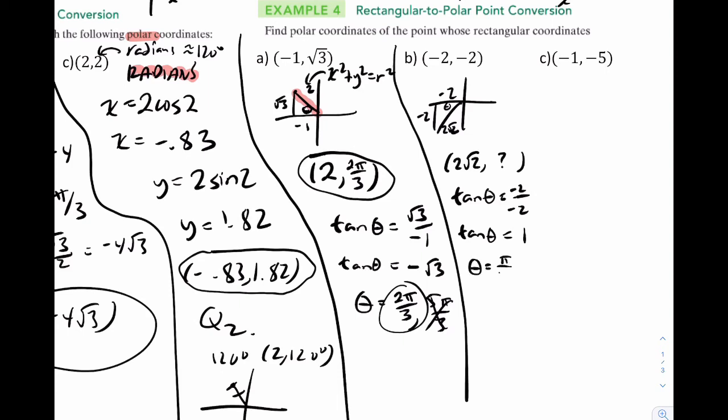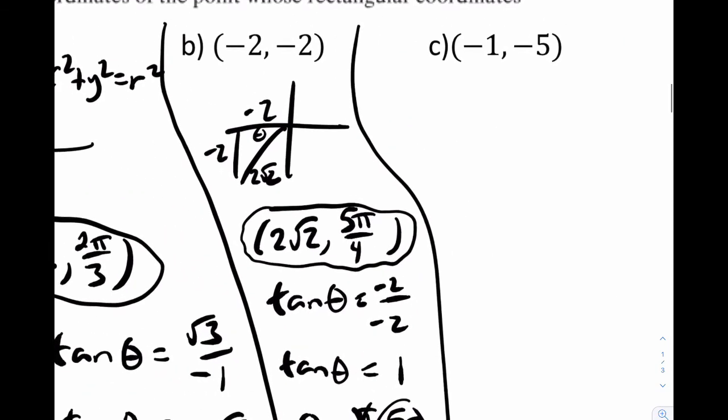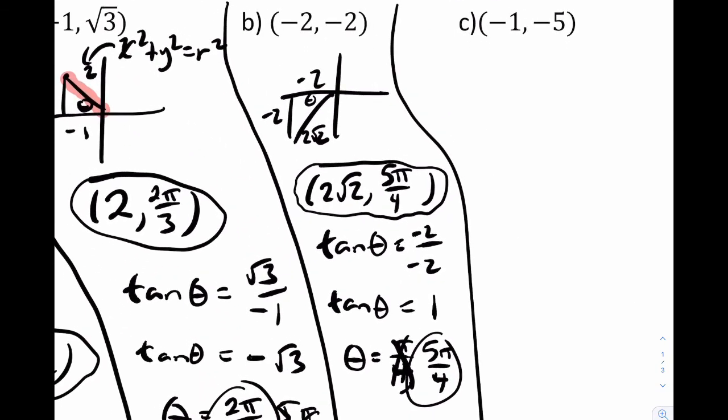So theta must be pi over 4 or 5 pi over 4. And again, this is why you have your picture. Your picture is in quadrant 3. So deny pi over 4, that's your angle, 5 pi over 4. Circle that one. Okay, last example. We have -1, -5. So again, draw. This is again in quadrant 3. Okay, so let's just put that down.